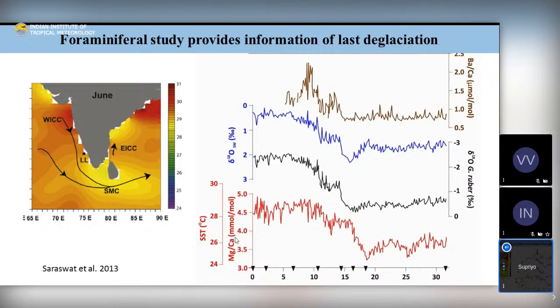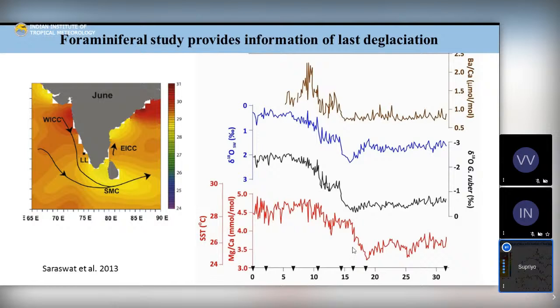So based on this trace metal analysis, the SST was reconstructed for this time period up to about 30,000 years before present. In this case, the low temperature at approximately 18 to 19,000 years ago represents the initiation of the deglaciation. But when this is compared with the delta 18O of Ruber, which is an independent measurement, this is a trace element measurement, and this is an isotopic measurement. Though the patterns are very similar, there is a phase lag.